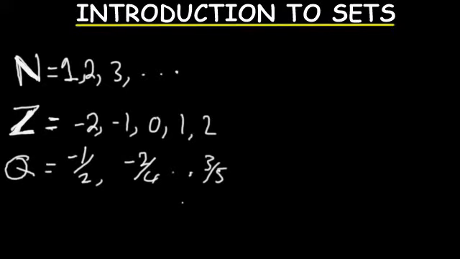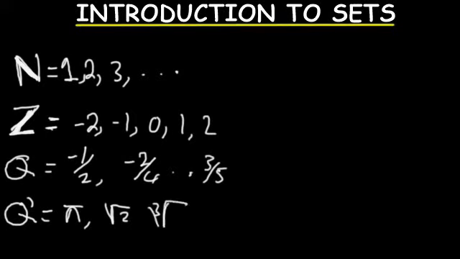Now the next one is irrational numbers. Irrational numbers are numbers that cannot be expressed as the ratio of two integers. Irrational numbers are denoted with capital letter Q as well, but with a prime, capital letter Q prime. Examples are pi, the square root of 2, the cube root of 4, and so on and so forth. As soon as a number can be expressed as the ratio of two integers, then that is known as a rational number.